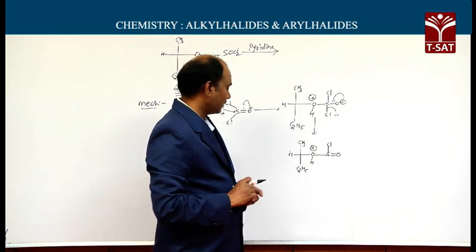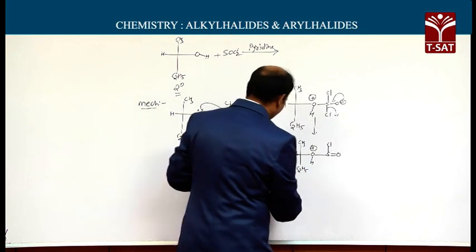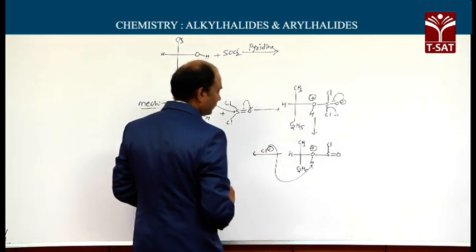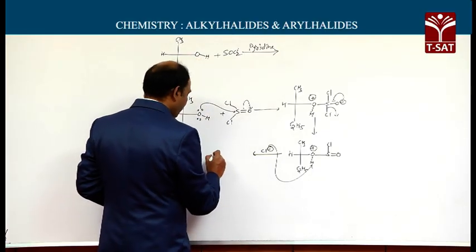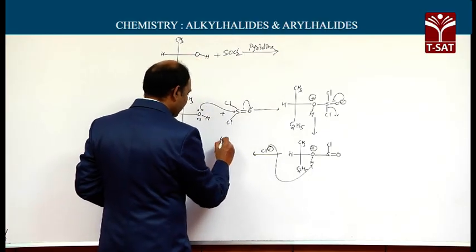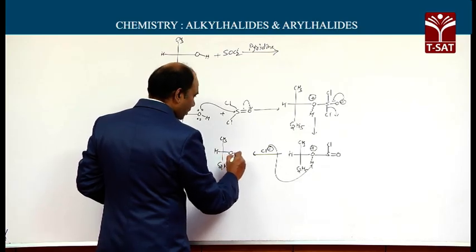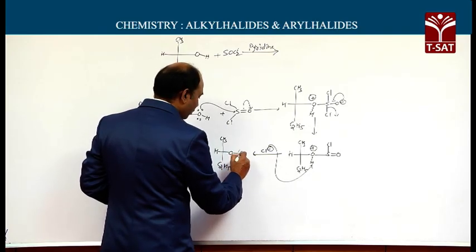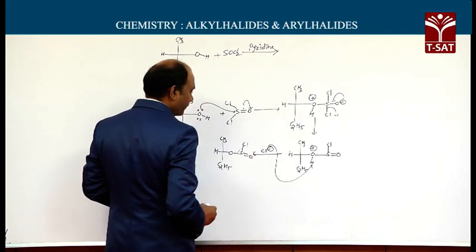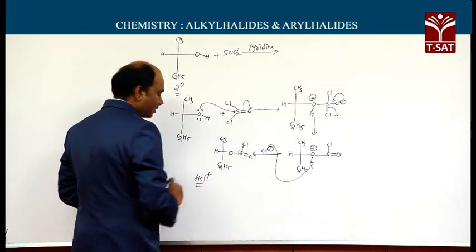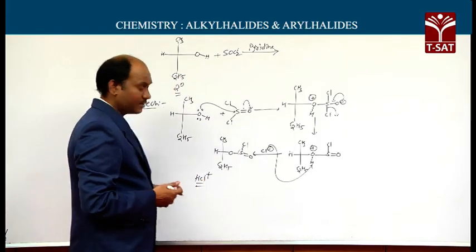In the next step this Cl minus abstracts this H plus. Here this is H, here it is CH3, this is C2H5, here it is O, and this is S double bond O, S double bond O Cl. Now here we got HCl. There also HCl is formed, here also HCl is formed.